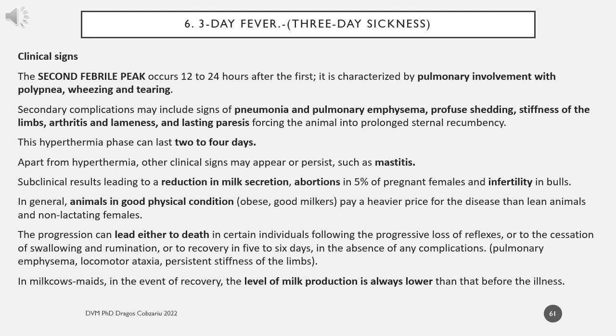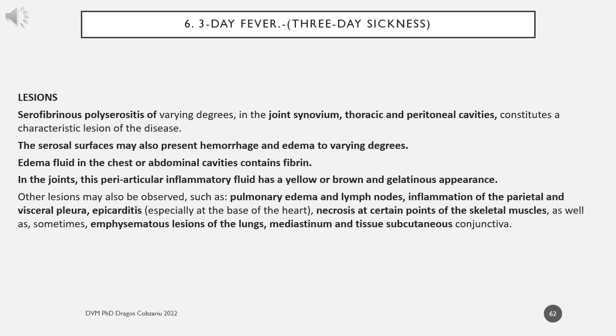In milkmaids, in the event of recovery, the level of milk production is always lower than that before the illness. Lesions. Serofibrinous polyserositis of varying degrees, in the joint synovium, thoracic and peritoneal cavities, constitutes a characteristic lesion of the disease. The serosal surfaces may also present hemorrhage and edema to varying degrees. Edema fluid in the chest or abdominal cavities contains fibrin. In the joints, this periarticular inflammatory fluid has a yellow or brown and gelatinous appearance.